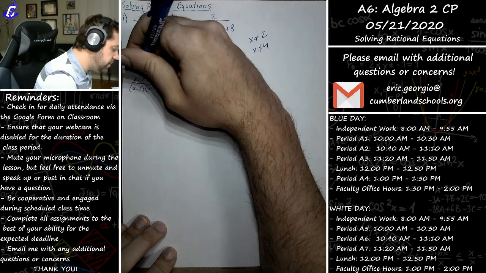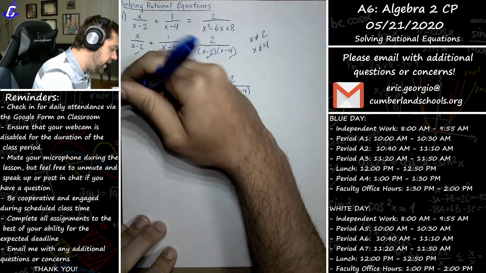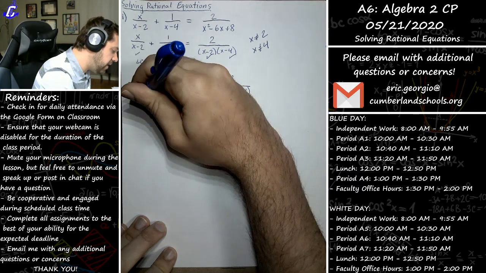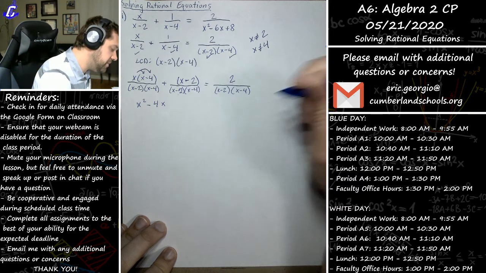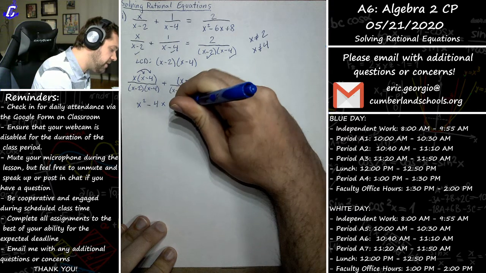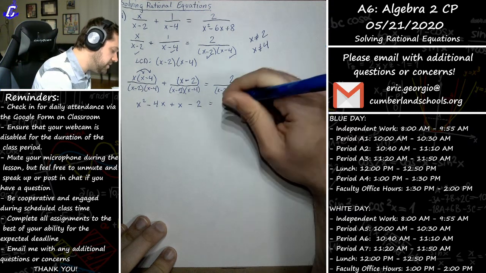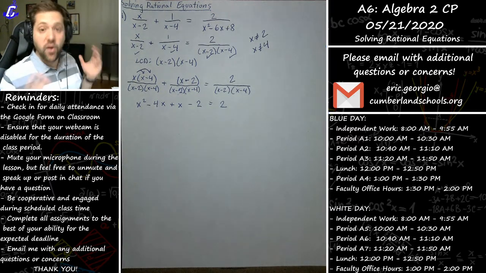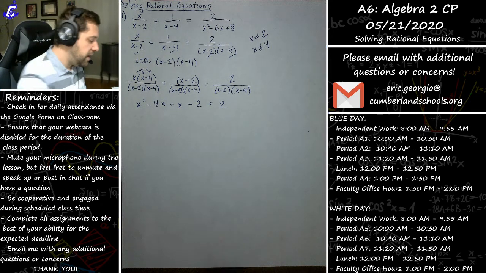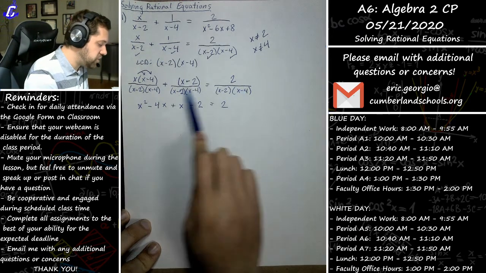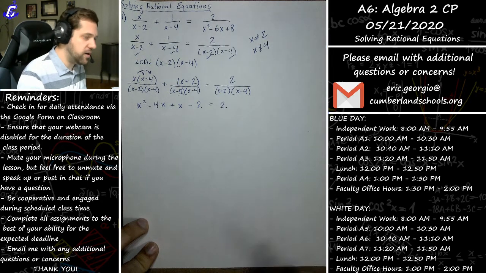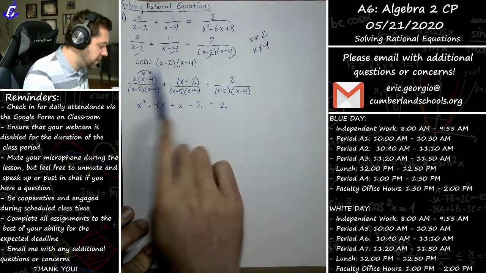Now I can distribute. That gives me x squared minus 4x in the numerator plus x minus 2 is equal to 2. And the reason, again, why we only have to focus on the numerators now is because the denominators all match up. So we don't really have to pay attention to those anymore. Now we just need to make the numerators match up.